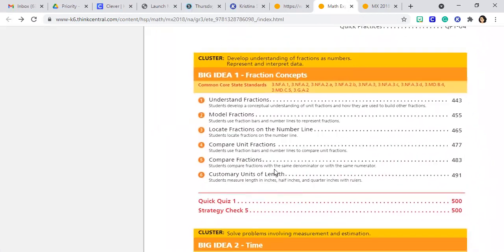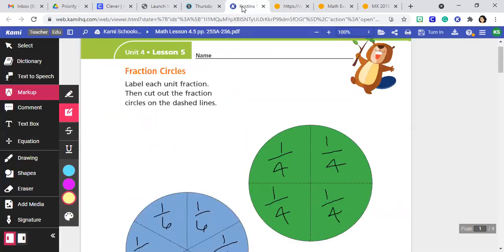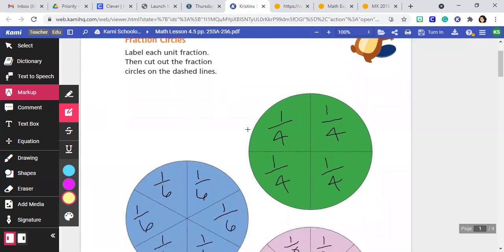So what we're going to be doing today for lesson 5 is we are going to compare fractions, and specifically we're going to be looking at fractions with the same denominator or with the same numerator. And we're going to be investigating some rules or concepts for us to keep in our mind. So the first thing here, we're going to be exploring fraction circles.